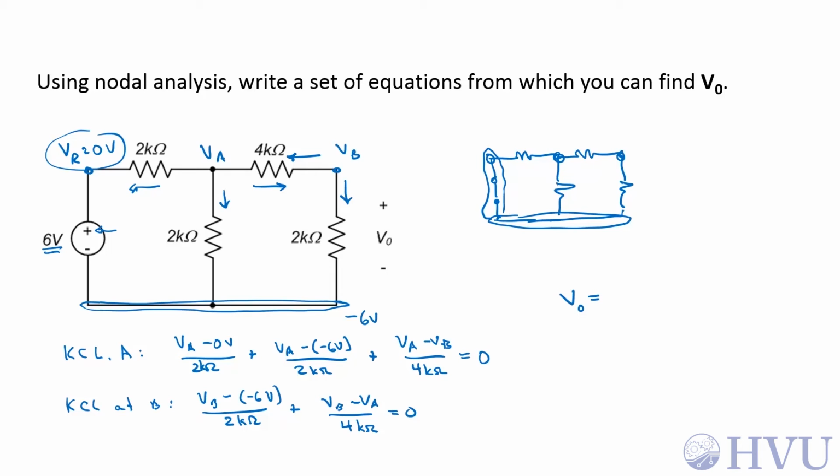Now I can write an equation for V0. V0 is the difference between this voltage and this voltage, with this voltage being assumed positive. So this is just VB minus a minus 6 volts, which is VB plus 6 volts. Three equations, three unknowns. I can determine V0.